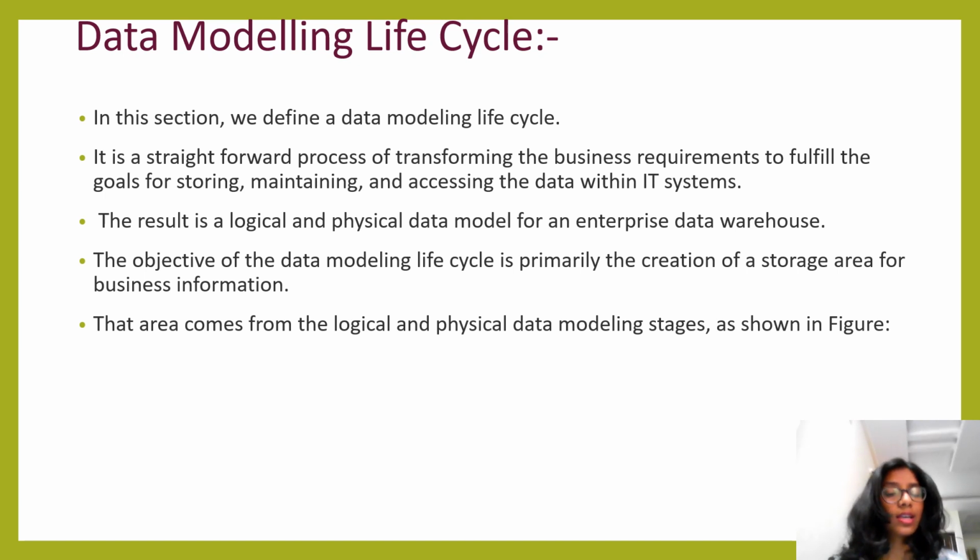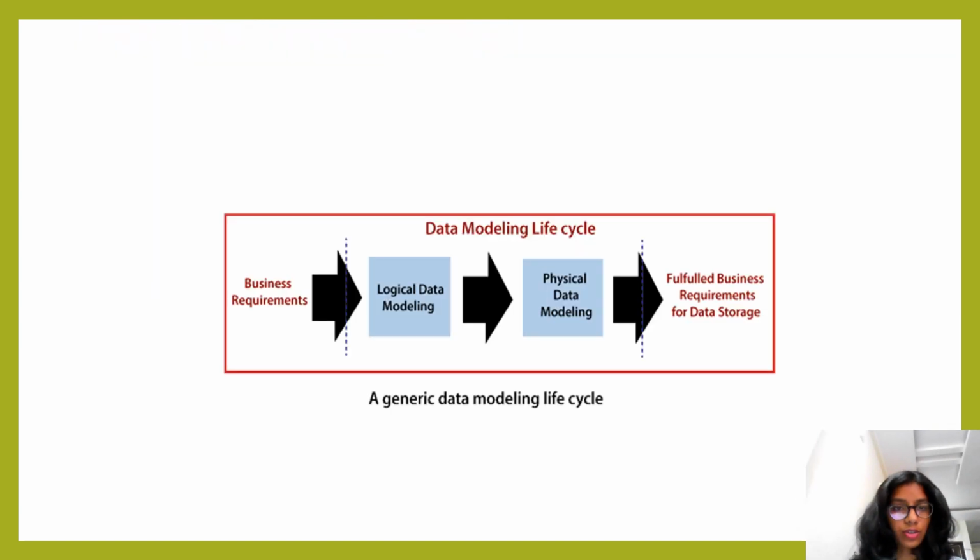Data modeling life cycle. In this section, we define the data modeling life cycle. It is a straightforward process of transforming the business requirements to fulfill the goals for storing, maintaining, and accessing the data within the IT system. The result is a logical and physical data model for an enterprise data warehouse. The objective of the data modeling cycle is primarily the creation of storage area for the business information. The area comes from the logical and physical data modeling stages as shown.